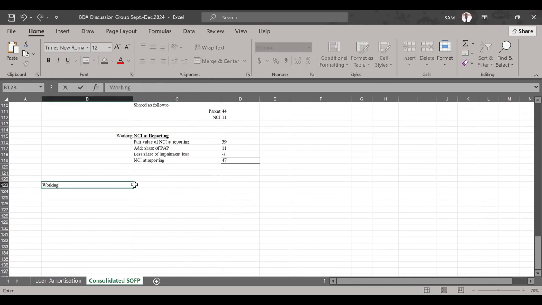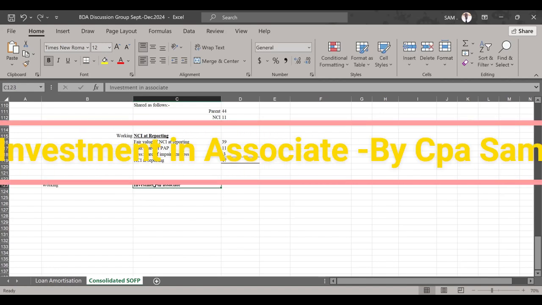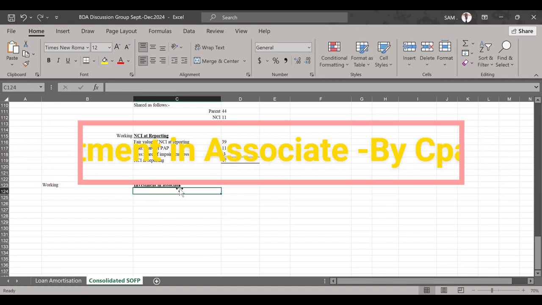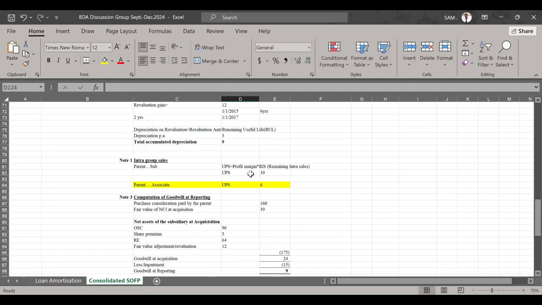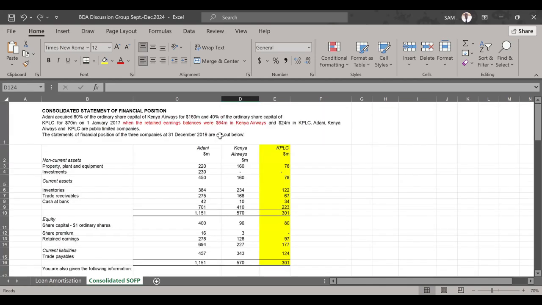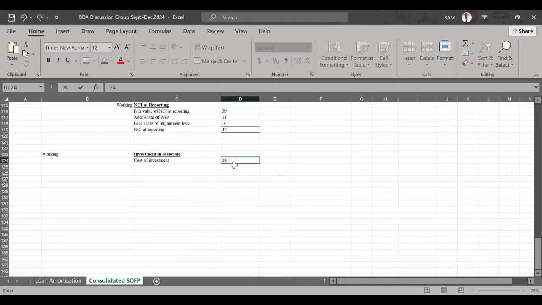So this working here, we call it investment in associate. This is the only working remaining. So let us do it very fast. Investment in associate, we start by how much the parent paid to acquire this associate, which is the cost of the investment. From the start of the question, we were given the cost of that investment. You can see 24 million in KPLC. KPLC is our associate.